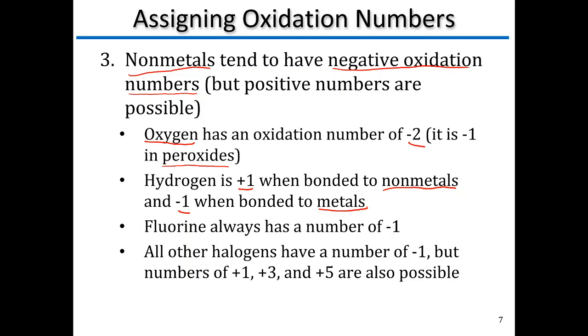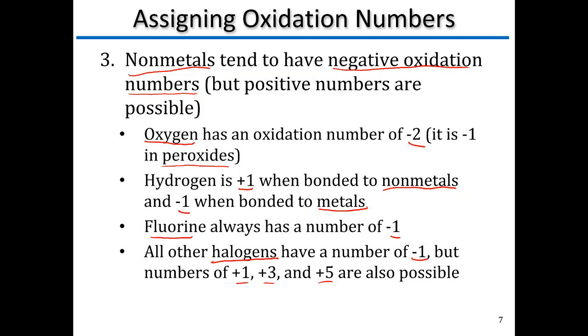Another one that we know for sure: fluorine is going to have an oxidation state of -1. Just like the halogens always want to form -1 ions, fluorine is always going to have an oxidation state of -1. Similarly, all halogens have an oxidation number of -1, but the numbers +1, +3, and +5 are also possible. But generally speaking, you can assume if it's a halogen, it's going to have an oxidation state of -1, unless you see a funny case.